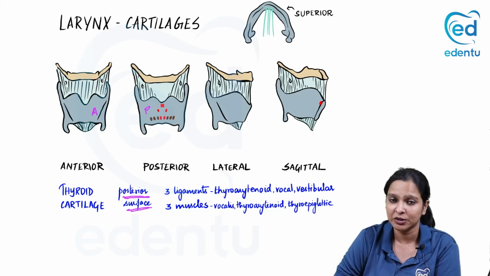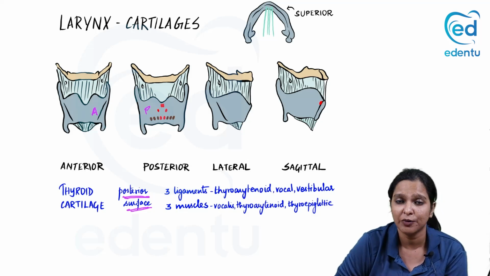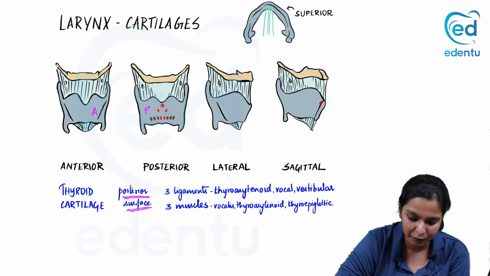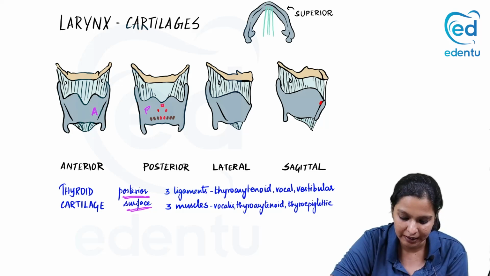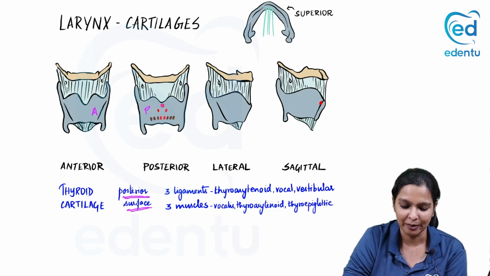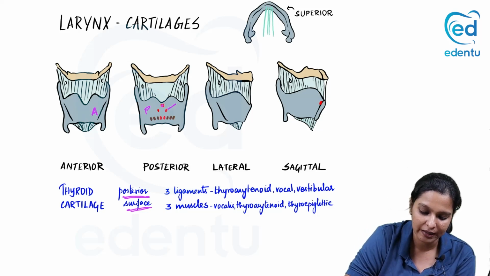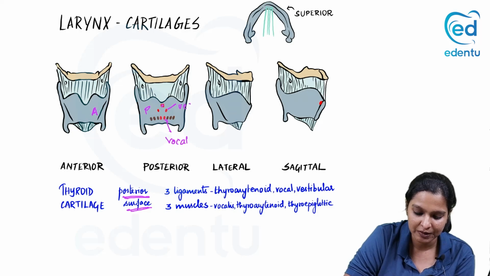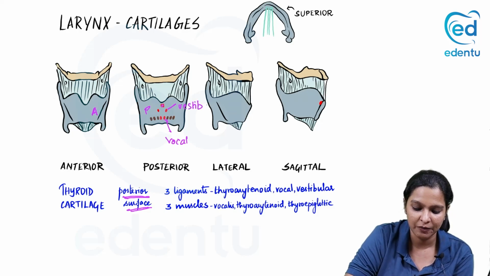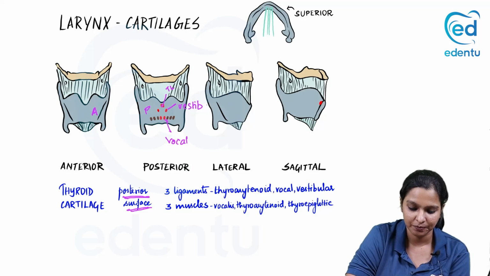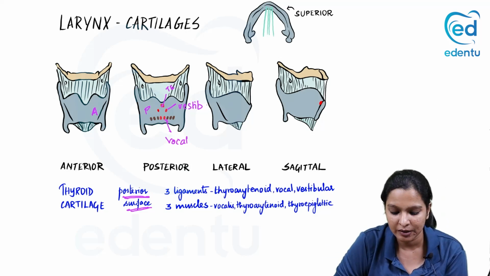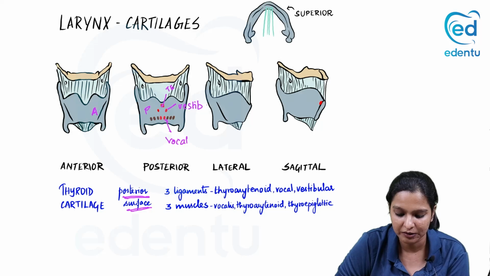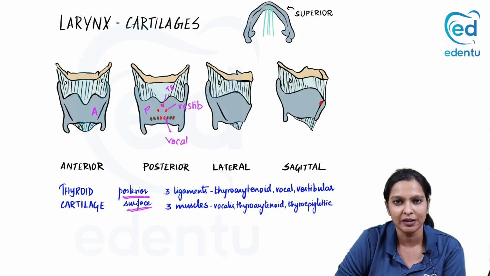Related to the posterior surface, we have three ligaments from above downwards. The unpaired one is called the thyroepiglottic ligament. Then we have the vocal and the vestibular ligament. So this is the vocal ligament, the red one. Here, this is the vocal ligament. This is the vestibular, and we have the thyroepiglottic ligament. This connects the thyroid and epiglottis. So these are the three ligaments that are present in the posterior surface.